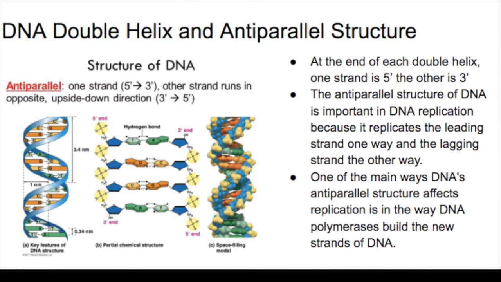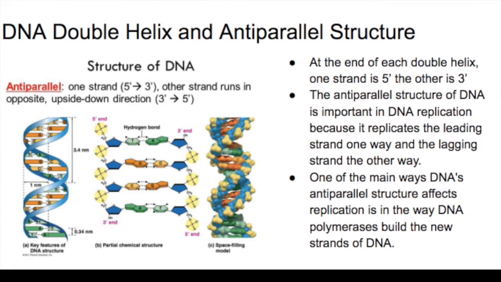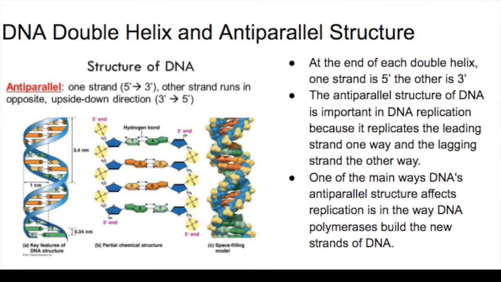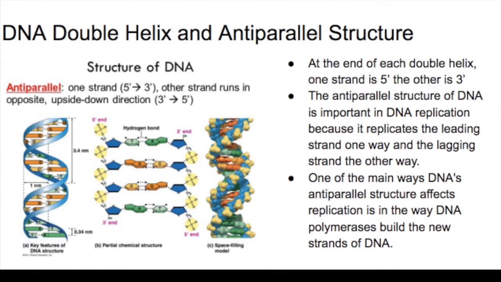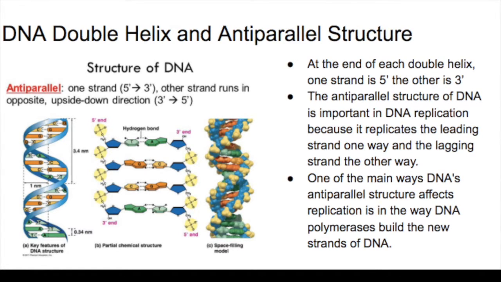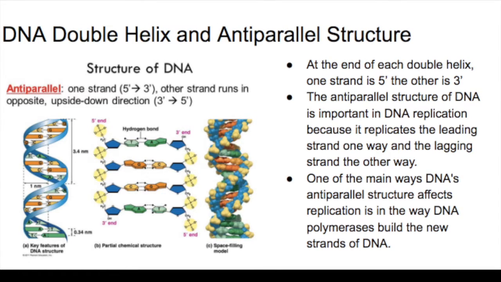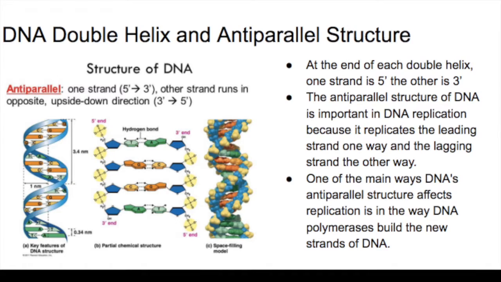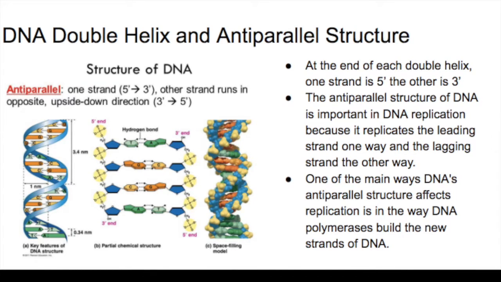The antiparallel structure of DNA refers to how the strands run in opposite directions. One strand runs from 5' to 3' and the other strand runs in the opposite direction from 3' to 5'. At the end of each double helix, one strand is 5', the other is 3'. The antiparallel structure of DNA is important in DNA replication because it replicates the leading strand in one way and the lagging strand the other way. One of the main ways DNA's antiparallel structure affects replication is in the way DNA polymerases build the new strands of DNA.